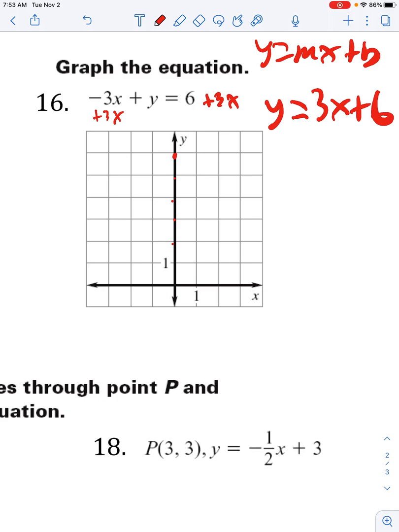Now, I don't really have much room to go up, okay? So again, a positive slope goes up and to the right, or it goes down and to the left. So I could run up 3 over 1, but again, that's off my graph. So what I'm going to do is go down 3, 1, 2, 3, but then go to the left one. 1, 2, 3, left one. And now I can draw my line.